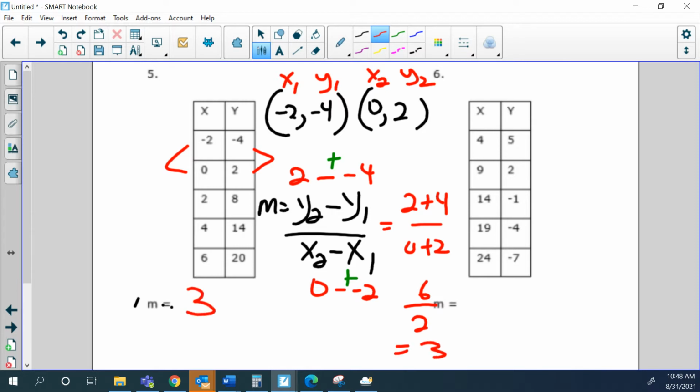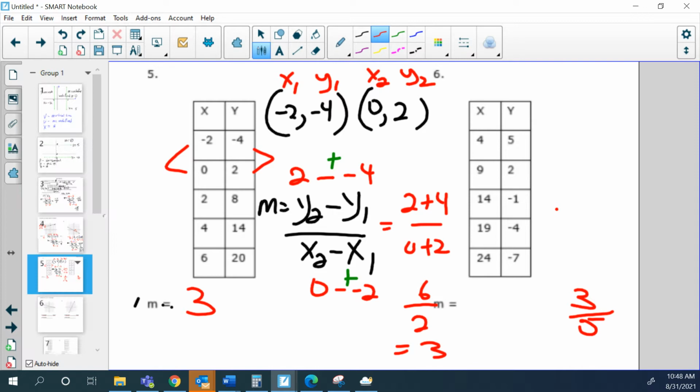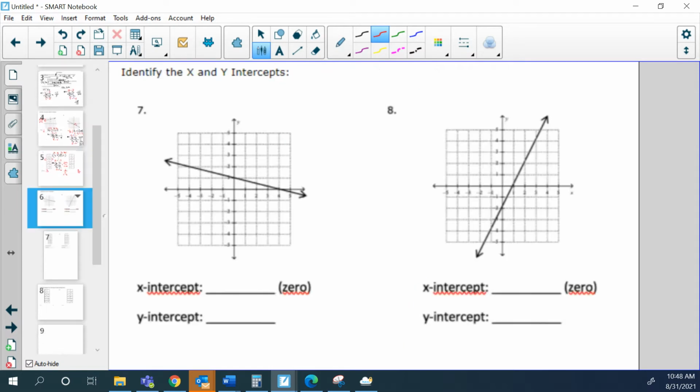Okay? So go ahead and try number 6 on your own. You should get 3/5. Try it and see. The answer for this one is 3/5. See if you get that for your answer. All right. Okay, let's look at this one here.